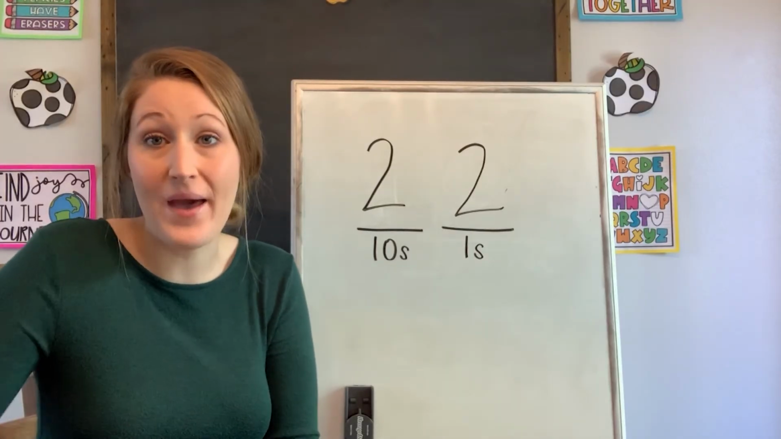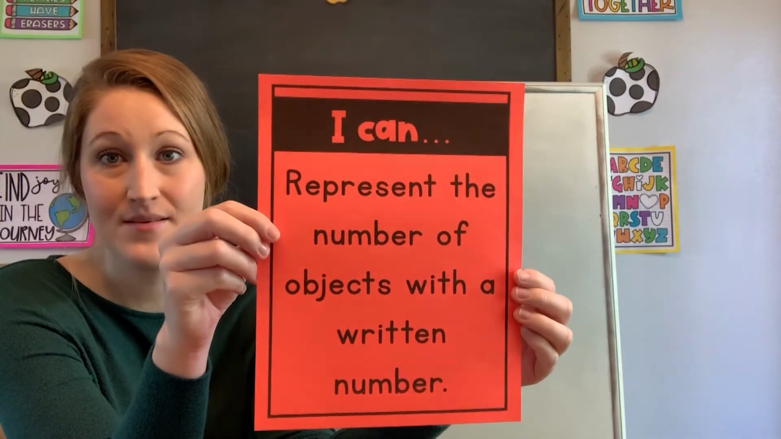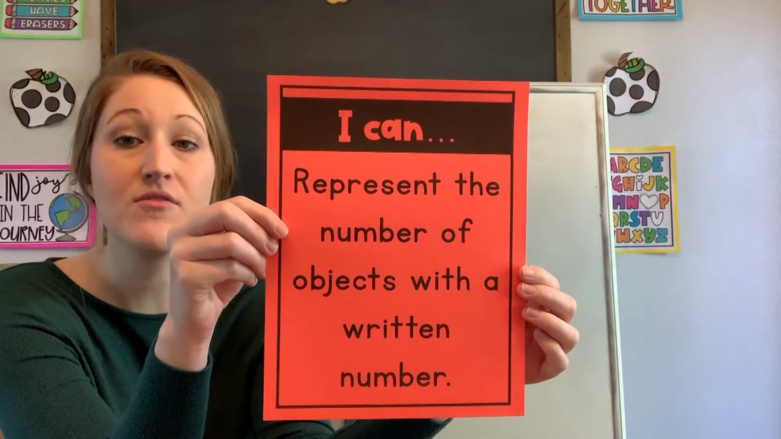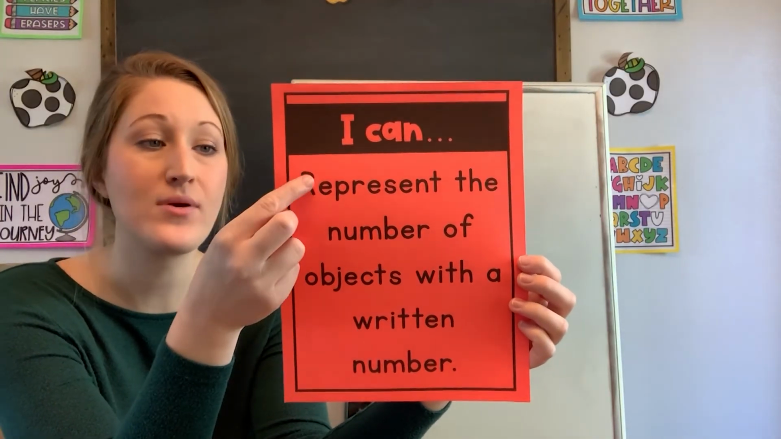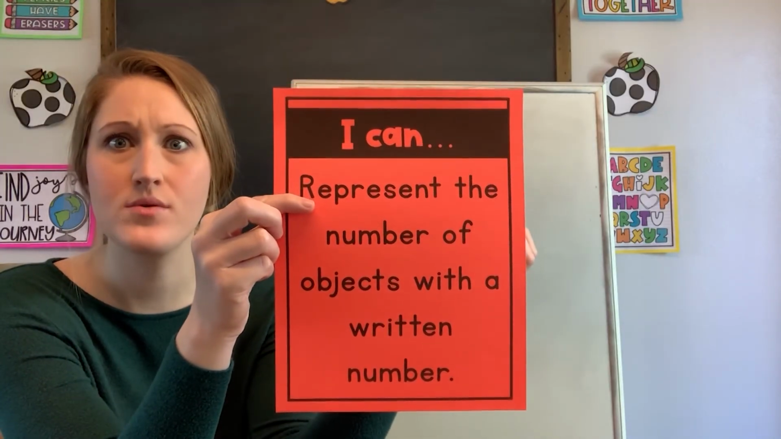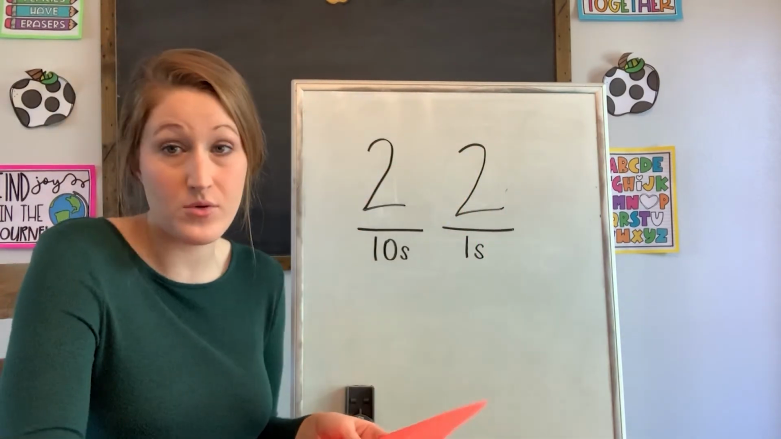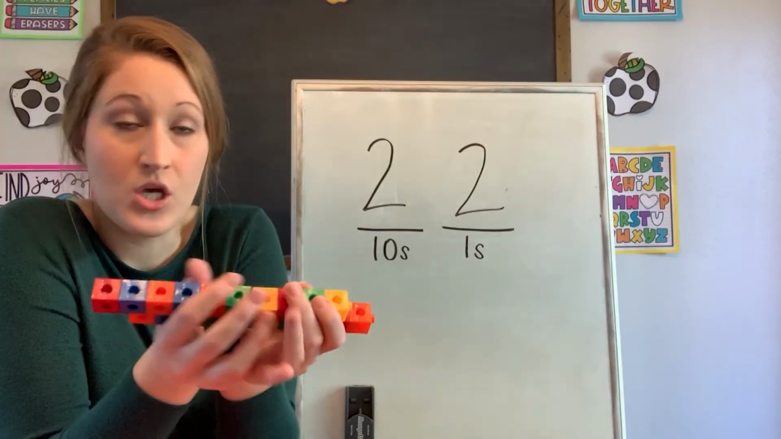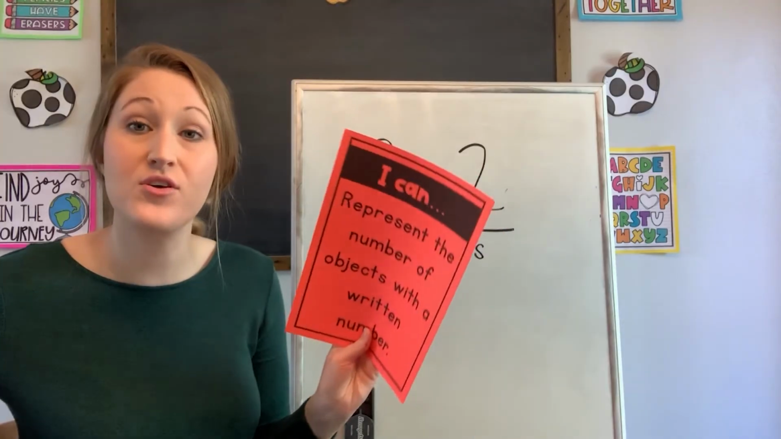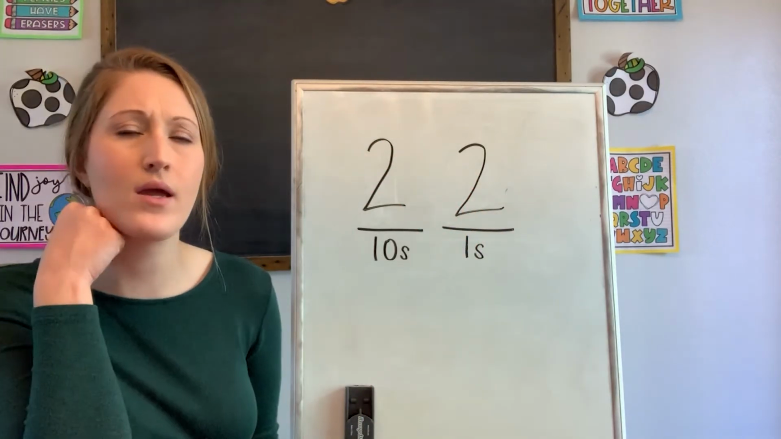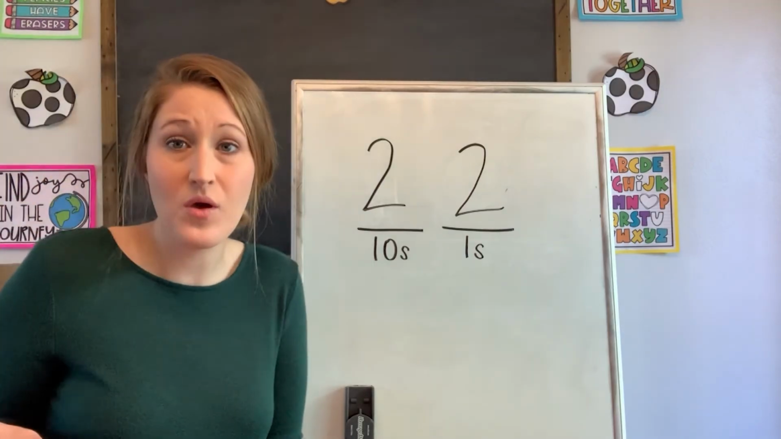So let's look back at our goal statement that we had at the beginning today. Our goal statement said, I can represent the number of objects with a written number, okay? And we talked about how representing is a way to show something off, right? When you represent something, you show it off. So we're showing off a group of blocks using numbers, right? We're writing the number to show off the group of something. So do you think that we were able to achieve our goal today? I think we were, right?